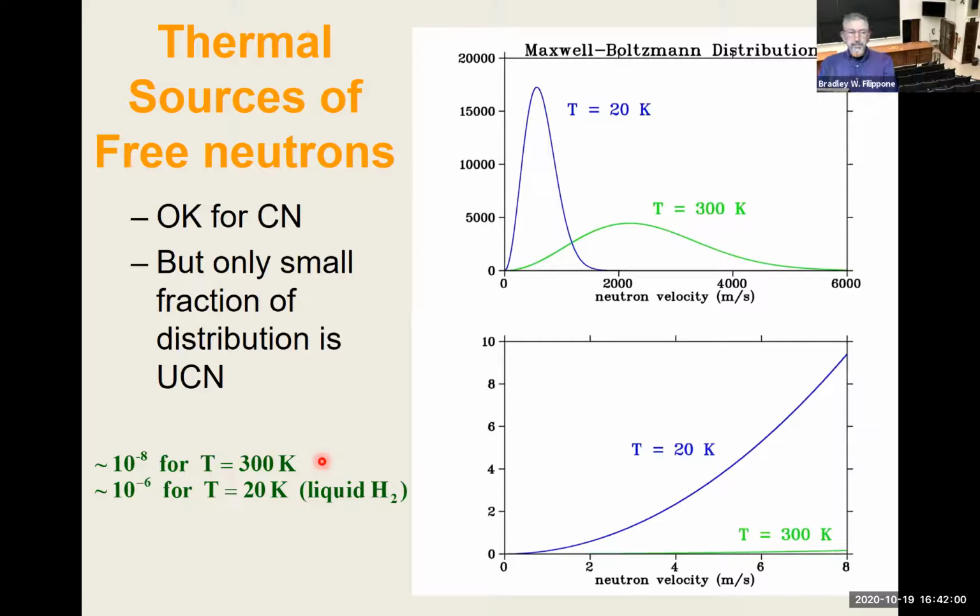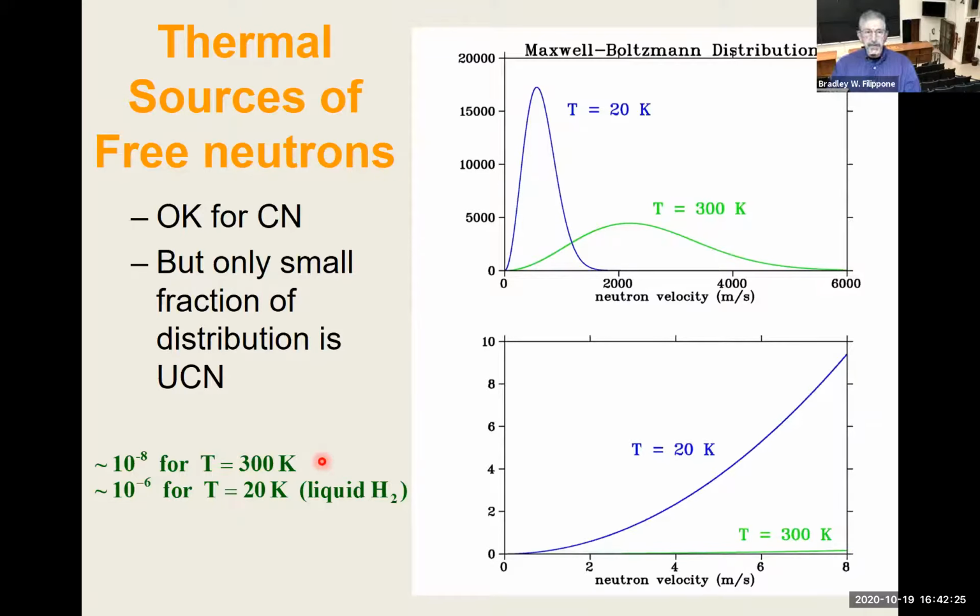Even for a 20 Kelvin moderator, you only get about a part per million ultra cold neutrons out. So how do you produce them? They were first produced at a reactor by actually using gravity. You take cold neutrons and you make them climb 20 or 30 meters above the reactor. Then gravity has slowed them down, and then you can extract them and try to do experiments.